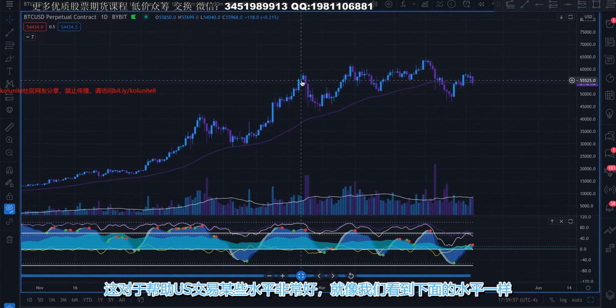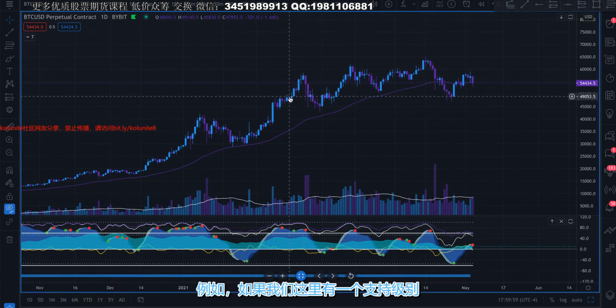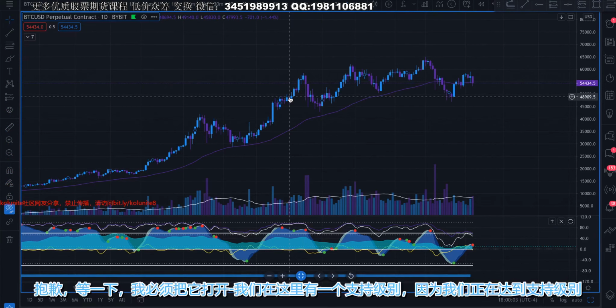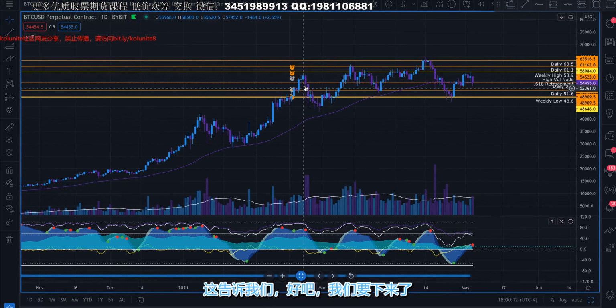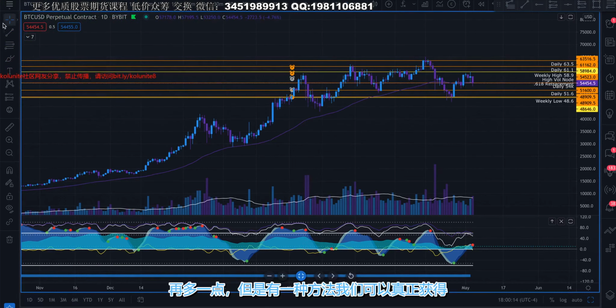Like if we see that we're coming down below, if we had a support level right here, for example. We have a support level right here, right? As we are hitting the support level, we see that we have a lot of sell volume. This is telling us, all right, we're going to come down a little bit more.